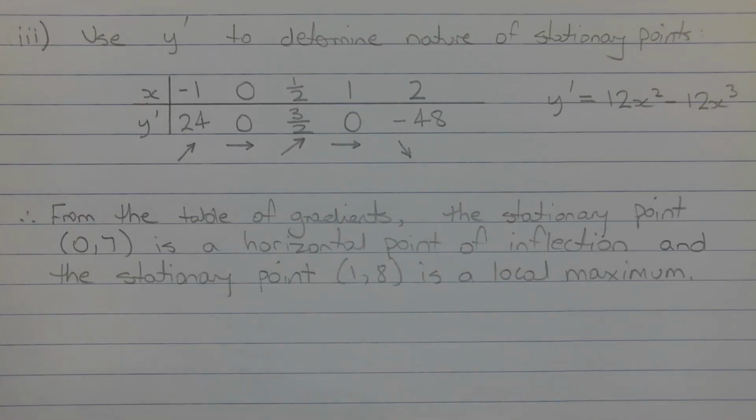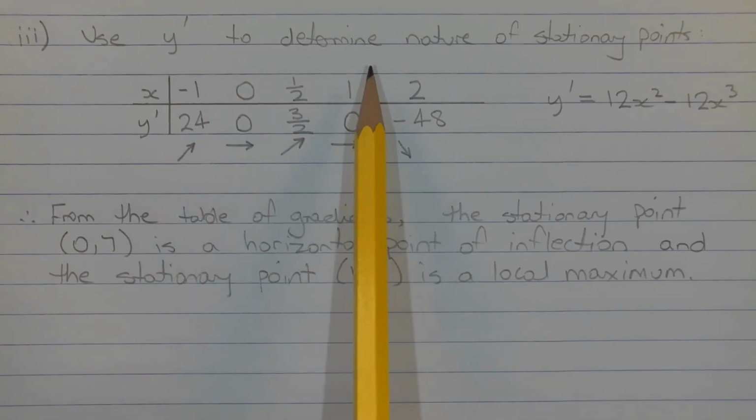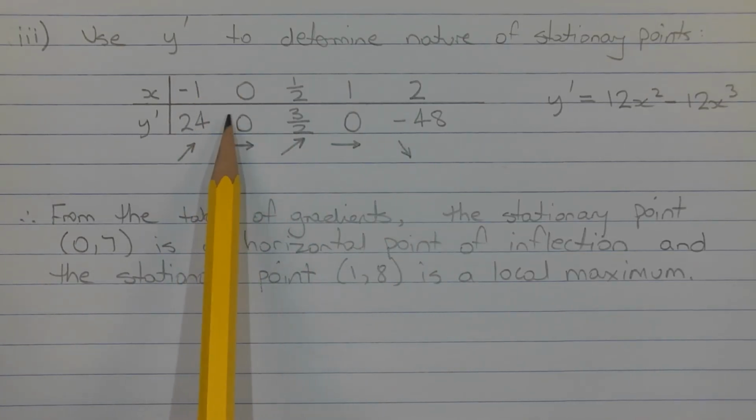We draw up a table of gradients, and from that table of gradients we can determine the nature of those stationary points. So the values of x that I've chosen around x equals 0 and x equals 1 are x equals -1, x equals 1 over 2, and x equals 2. So we know that when x equals 0 and x equals 1, the value of y dash, or the value of the gradient, is 0 and 0.